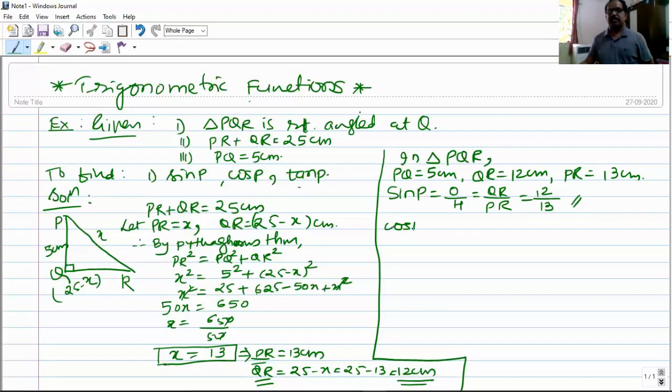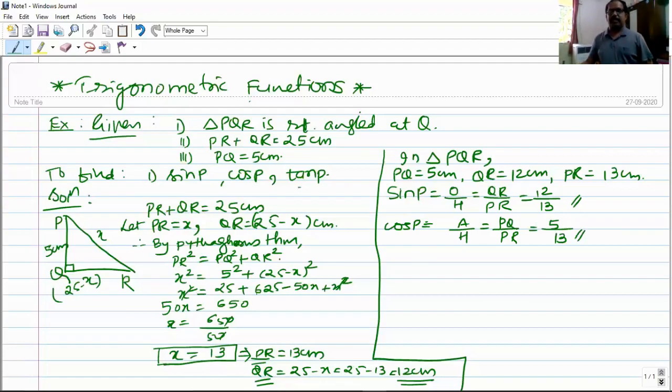Similarly, what is cos P by definition? Cos P is adjacent side by hypotenuse, right? So which one is the side adjacent to the angle P? It is obviously PQ. See the diagram. And hypotenuse is again PR as usual. So how much is PQ? PQ we have, it is given as 5 centimeter, divided by PR, which is equal to 13 centimeter we got. So this gives us the value of cos P, right?